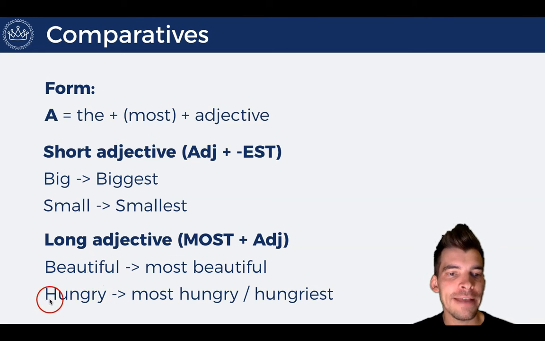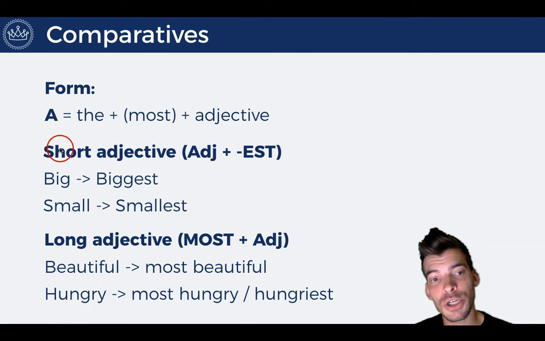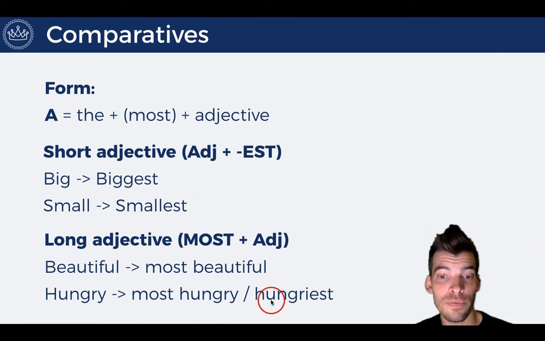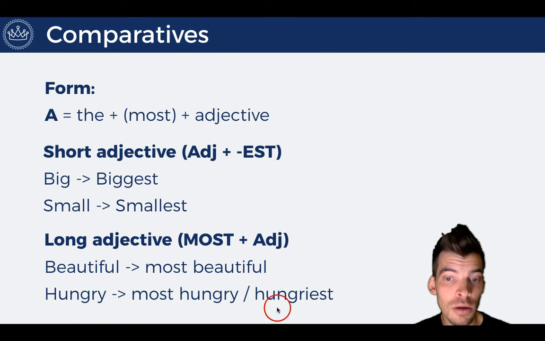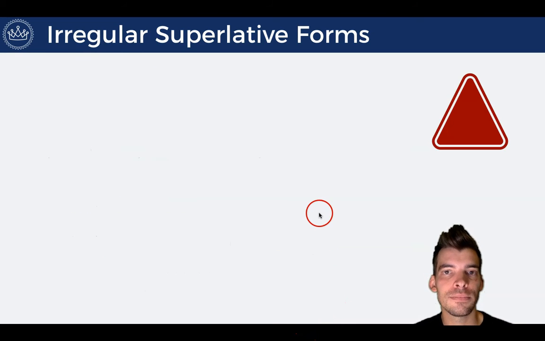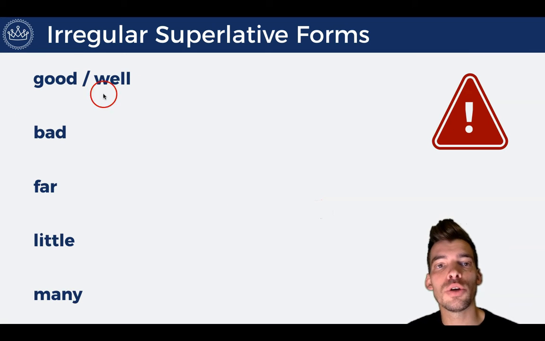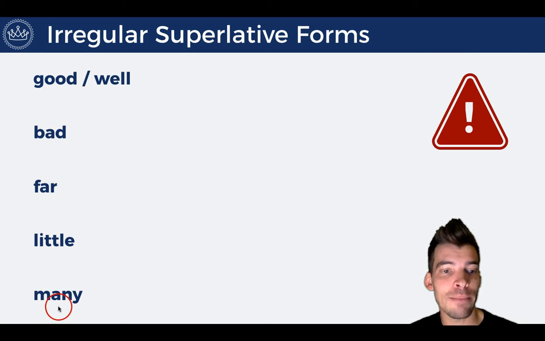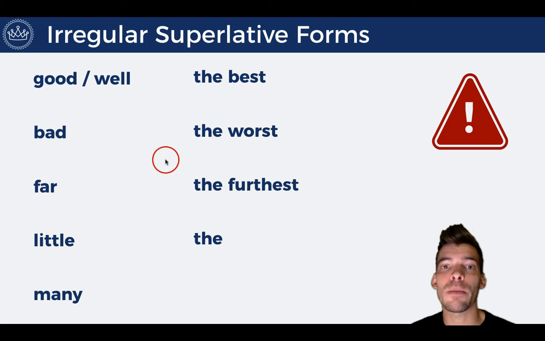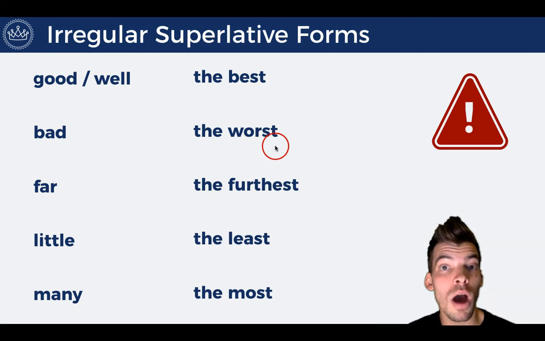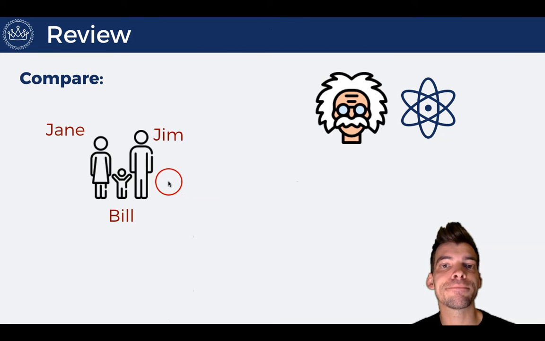Again, if it's 2 syllables in between short and long adjectives, then you can use both. So you could say he's the most hungry or he's the hungriest. It's generally accepted. Again, we have irregular superlative forms. So good and well, bad, far, little and many, as we saw before in comparatives, now becomes the best, the worst, the furthest, the least, or the most. Remember that the is important here.